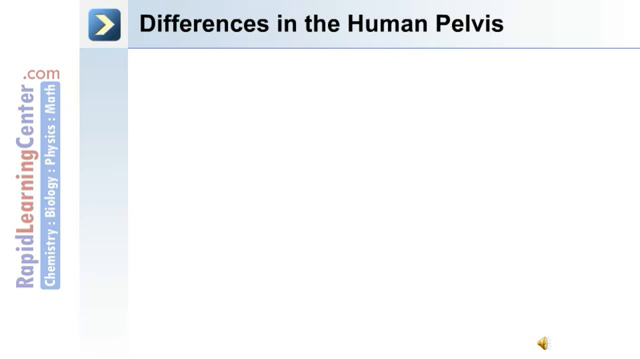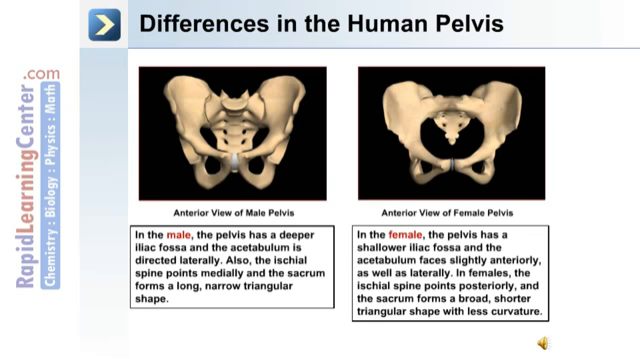Here are some additional differences in the human pelvis between males and females. In the male, the pelvis has a deeper iliac fossa and the acetabulum is directed laterally. Also, the ischial spine points medially and the sacrum forms a long, narrow triangular shape. In the female, the pelvis has a shallower iliac fossa and the acetabulum faces slightly anteriorly as well as laterally. In females, the ischial spine points posteriorly and the sacrum forms a broad, shorter triangular shape with less curvature.